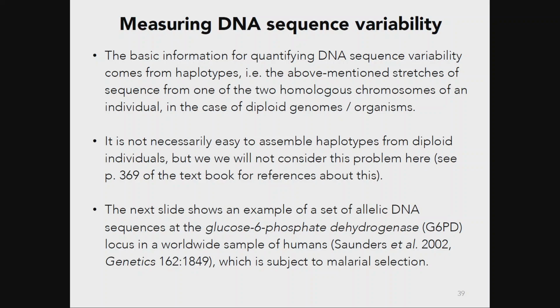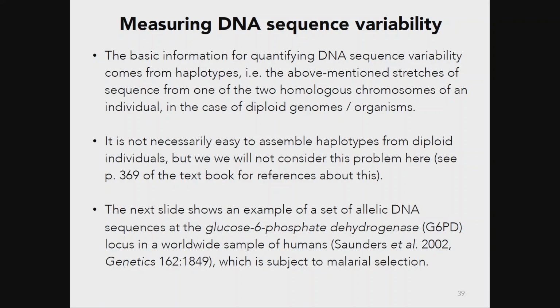So the above-mentioned stretches of sequence are from one of the two homologous chromosomes of an individual, in the case of diploid genomes or organisms. Sometimes it can be a little bit hard to assemble haplotypes from sequence information from diploid individuals, but we won't go into that. Now, I just wanted to briefly show you how the data look.